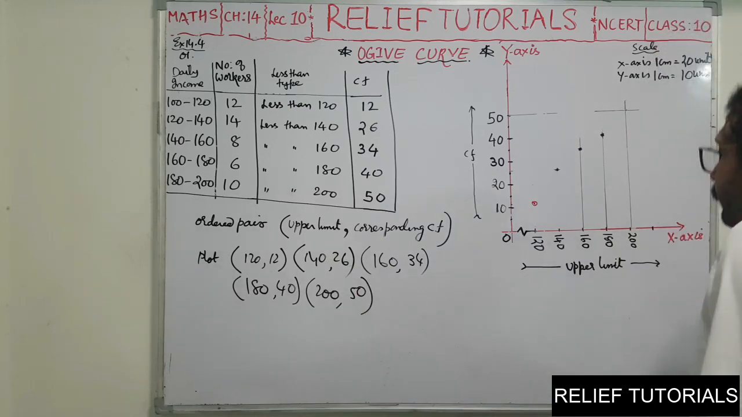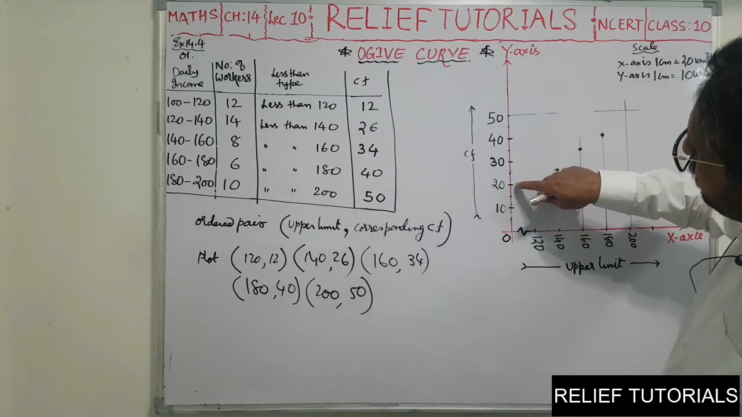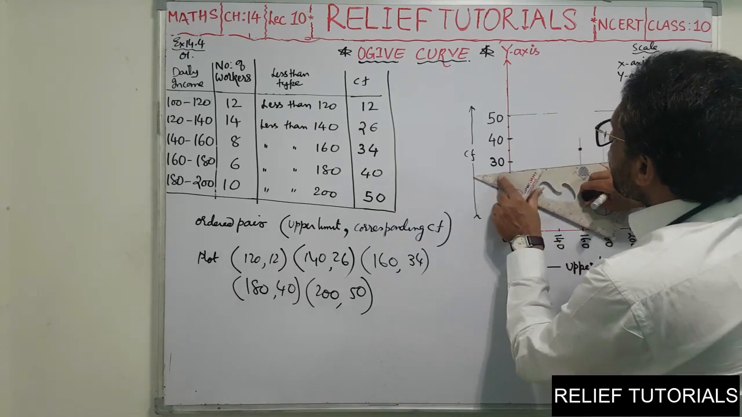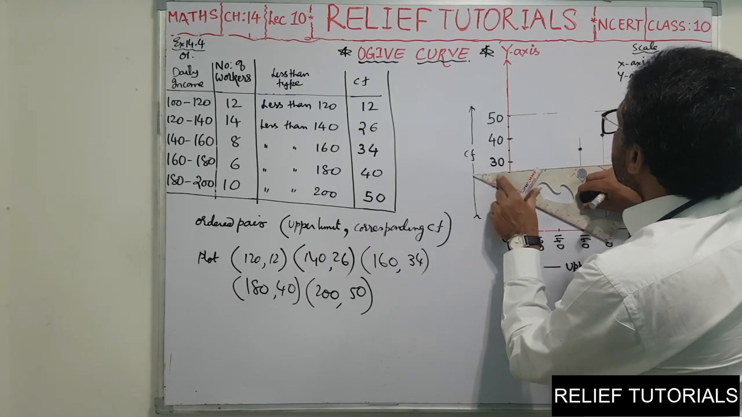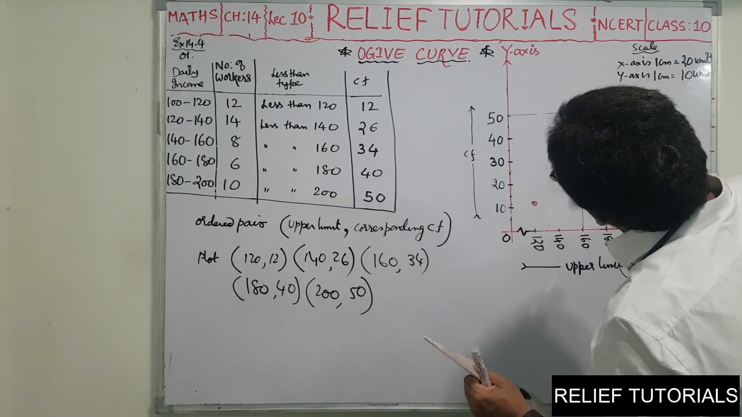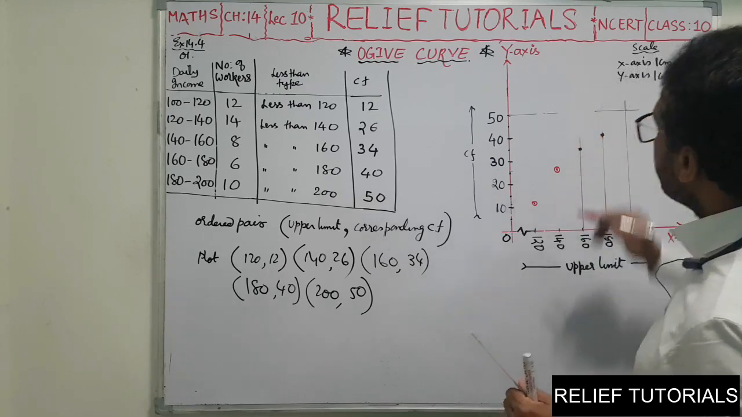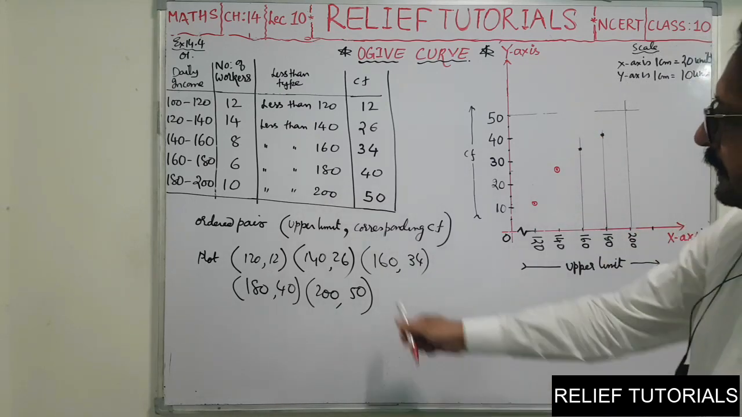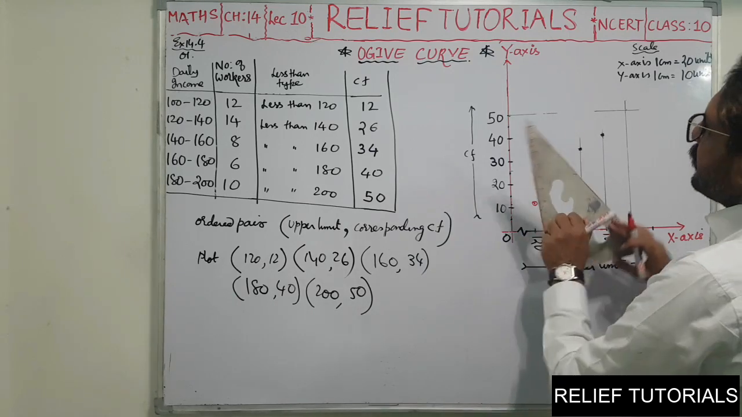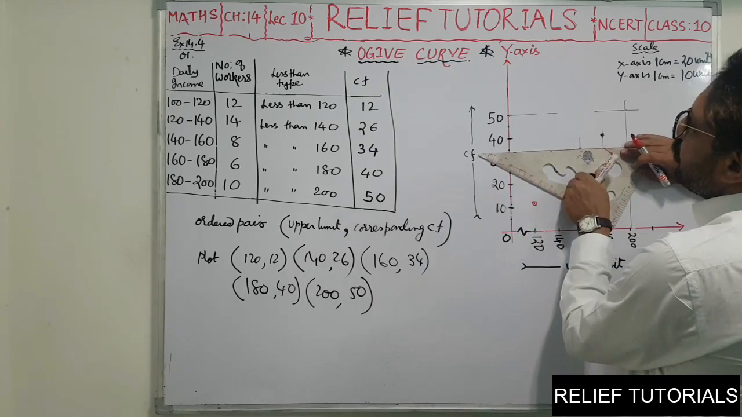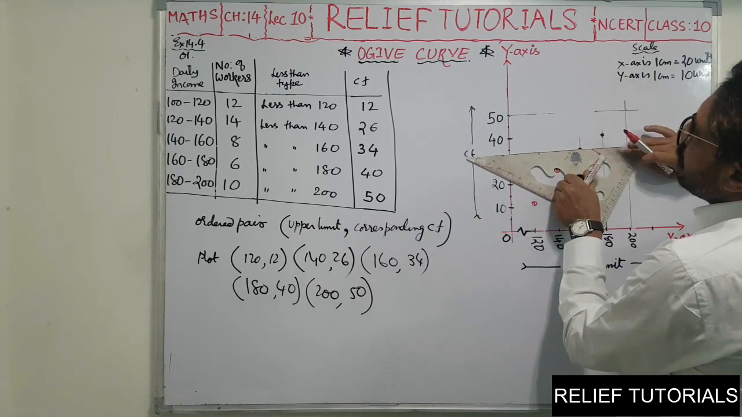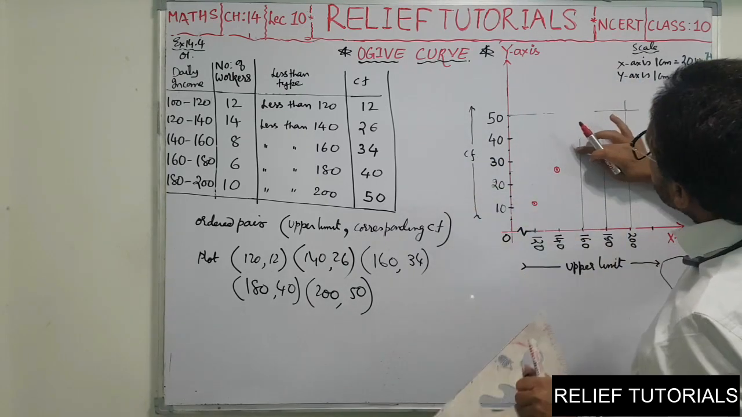Then second, 140, 26. So you will take here 140. And now 26. This is 20, this is 25, and I think this will be approximately 26. So I have taken here 26. Okay, this is our point, 140, 26. Then comes 160, 34. So this is 160 and 34. See, this is 35. So here somewhere will be 34. This is 34. So this is our point.